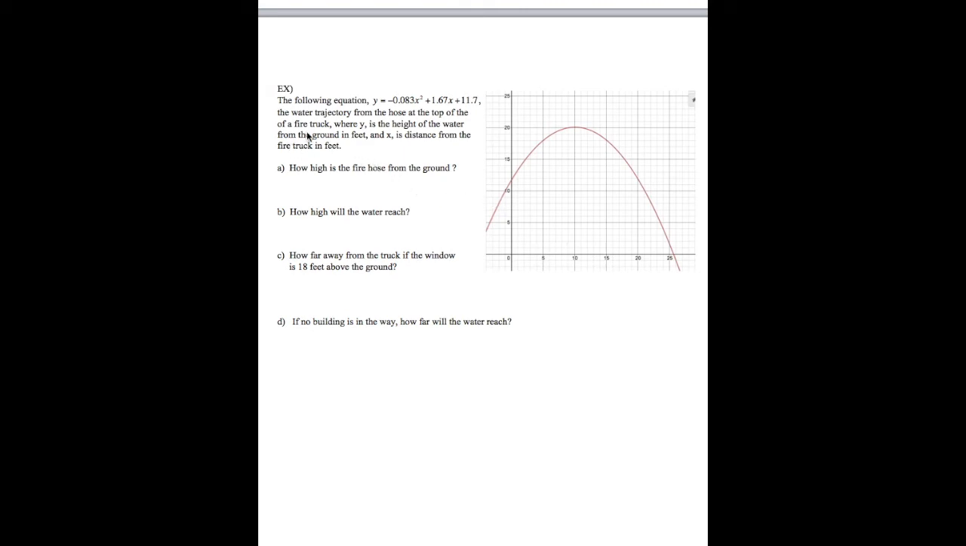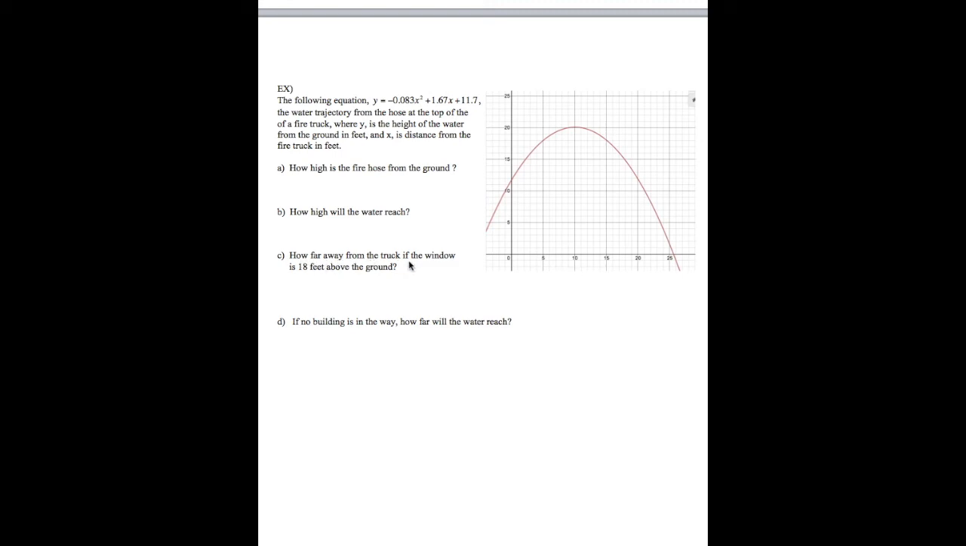Anyway, so here's an equation of the water coming off a fire truck and the angle that it's going to take. How high is the water hose from the ground? Okay, well that's a word problem, but think about it. If it's off the ground, T would be 0 and it'd be on the top of the truck, so 11.7 feet. How high will the water reach? Well, that's its vertex. It will reach 20 feet off the ground. When will it happen? 10 feet away from the truck.